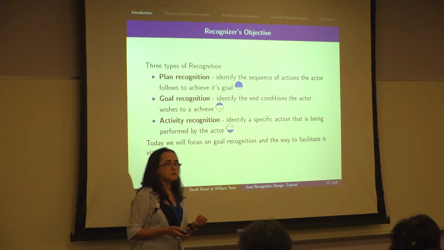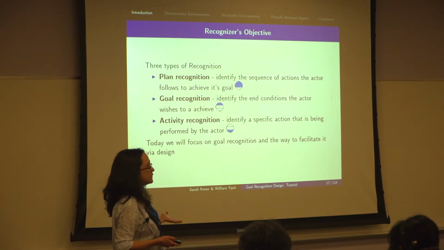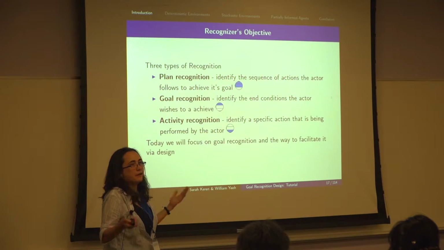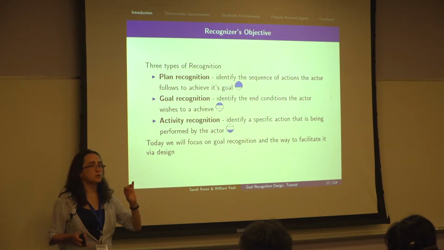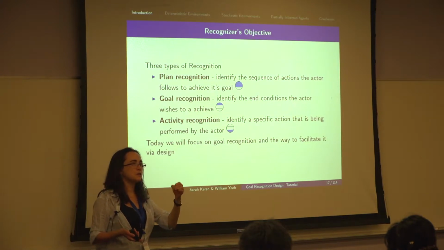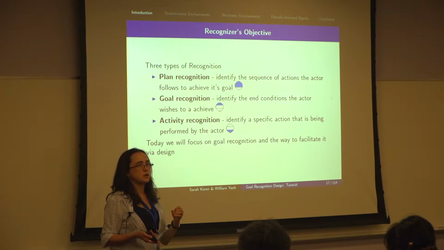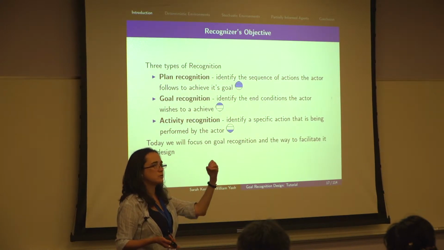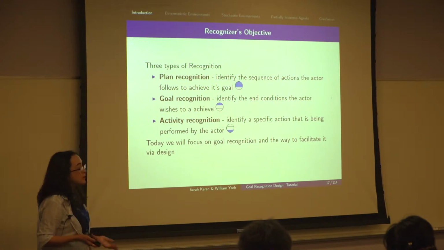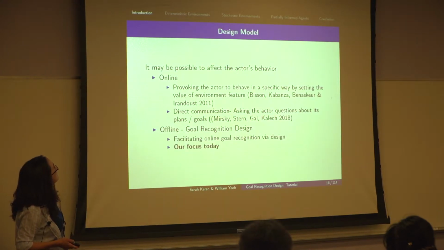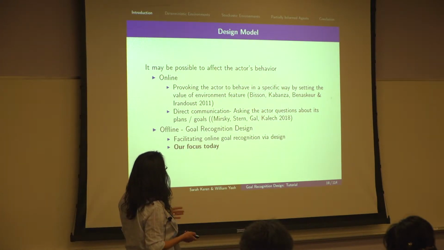The objective is also something that can vary. We may want to know what the plan of an agent is, what are the activities that are performed. But today we're going to focus on goal recognition. Goal recognition is about understanding what is the final state that an agent is trying to achieve. So this is our objective. We want to do design in order to understand what is the final state that agents are trying to achieve. And we are going to discuss work that has focused on that.